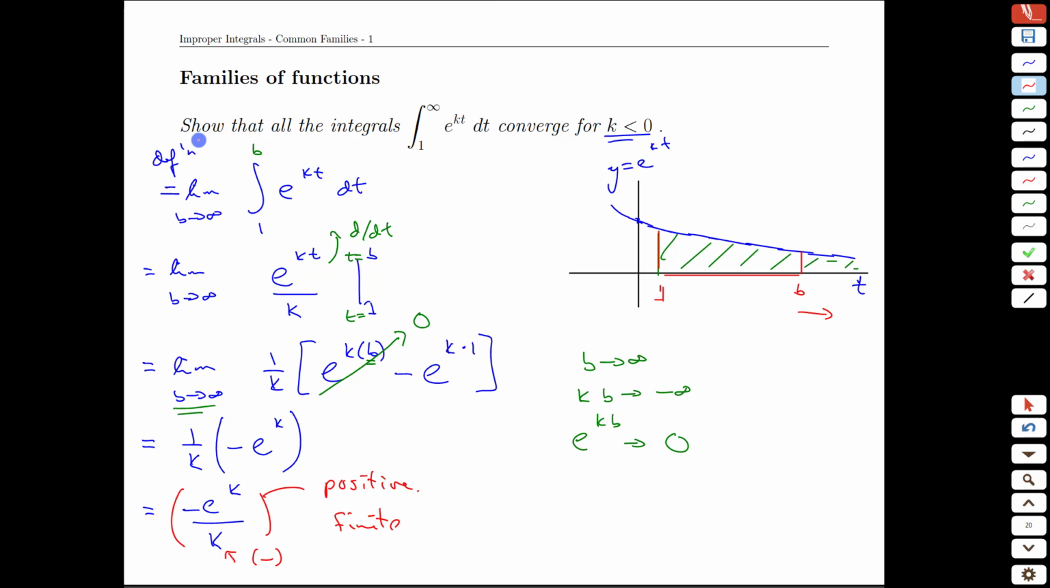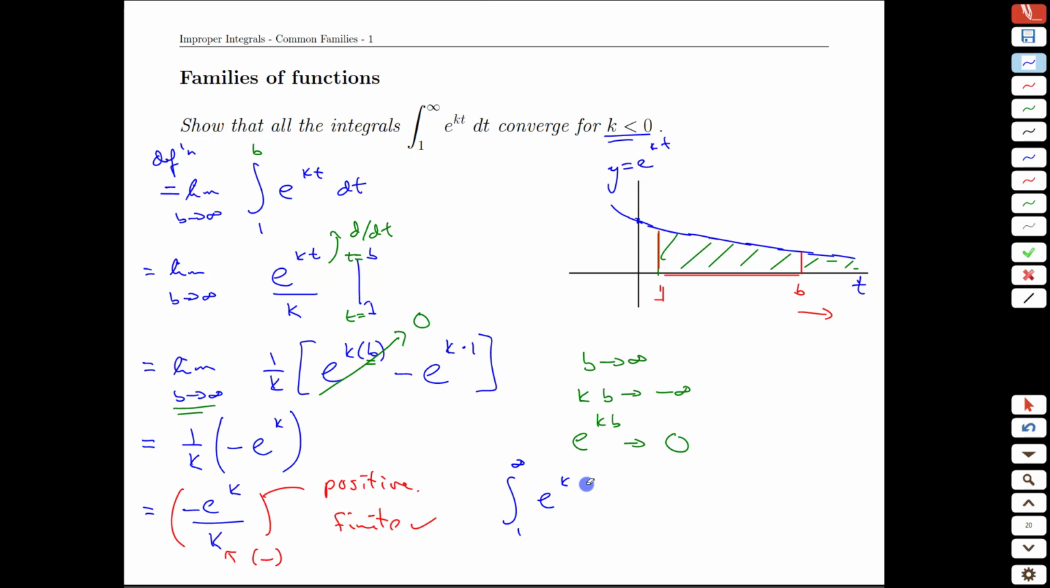So what we were asked to do was show that all the integrals of this type converge so long as we have that k less than 0. We use that as part of our limit calculations. The fact that it's finite leads us to the conclusion that the integral itself that we started with is convergent.